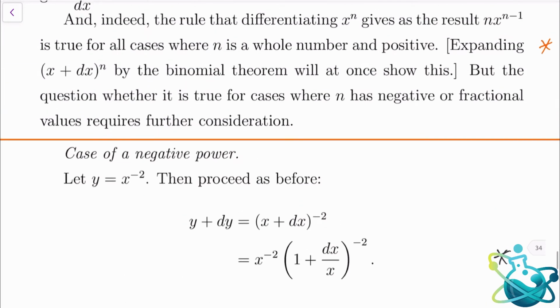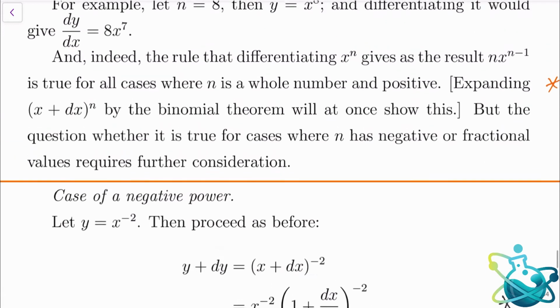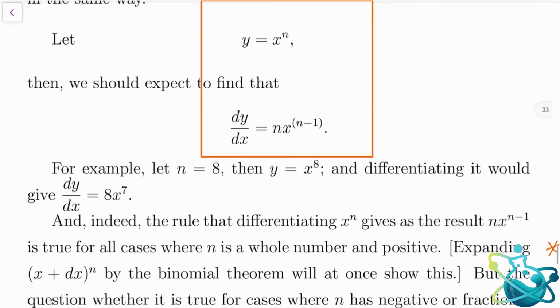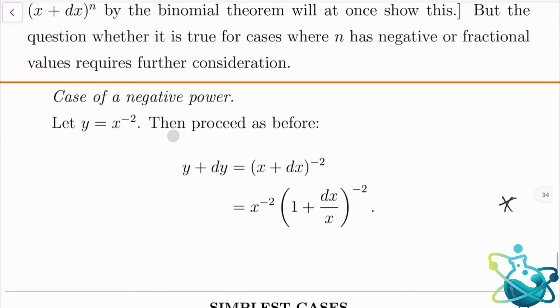So let's start here. Let y be equal to x to the power minus 2. And what we want to do now is see if in these two cases it also follows this rule here. Okay, let's see that. Then proceed as before. Instead of y, we're going to put y plus dy. Instead of x, we're going to put x plus dx. You know this process by now, guys.